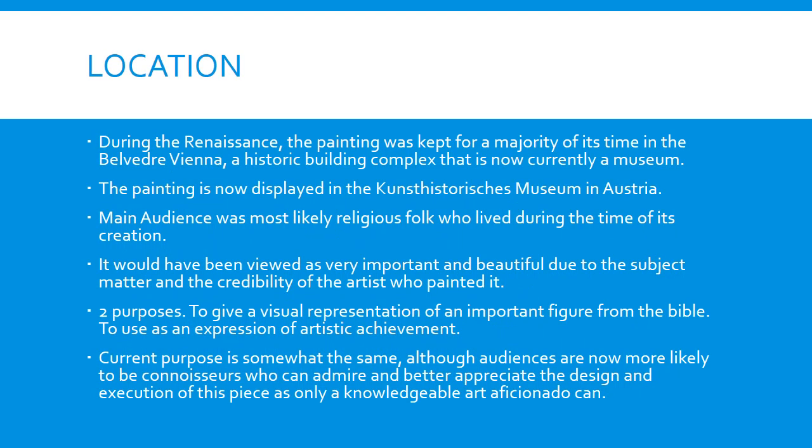The location of the painting during the time was in Belvedere, Vienna, which was a historic building that is now a museum located in Austria, and it is now displayed in Kunsthistorisches Museum, which is also in Austria. The main audience was most likely religious folk who were most likely illiterate and unable to read certain scriptures from the Bible, and therefore these paintings helped them associate certain important figures of the Bible with actual images.